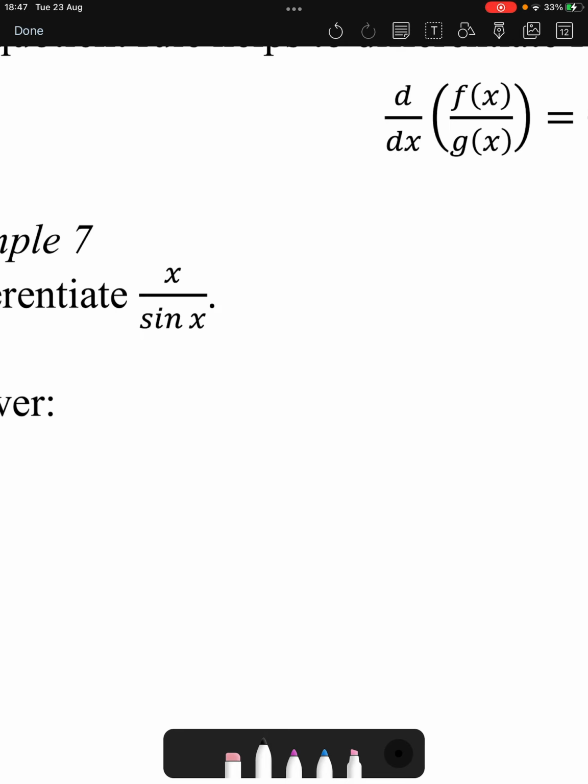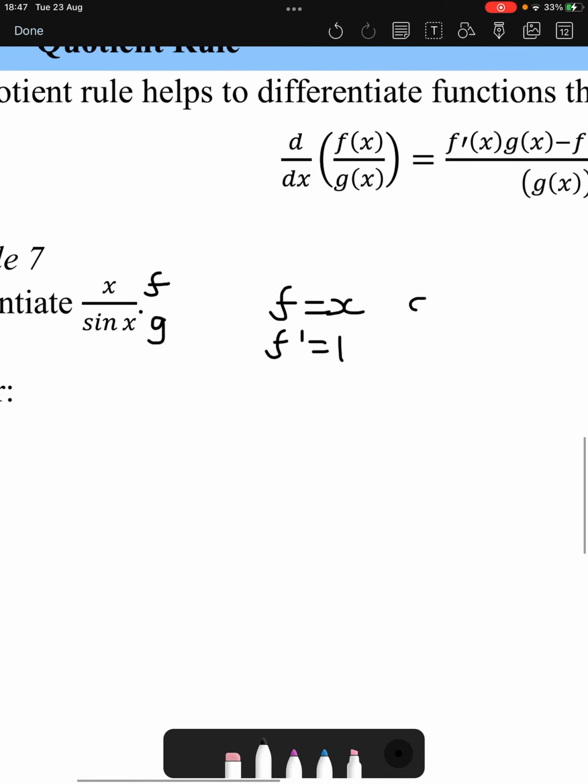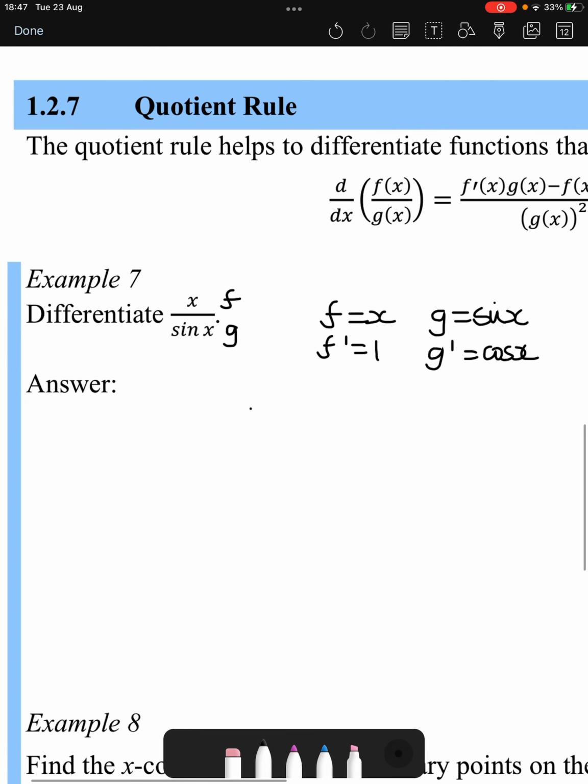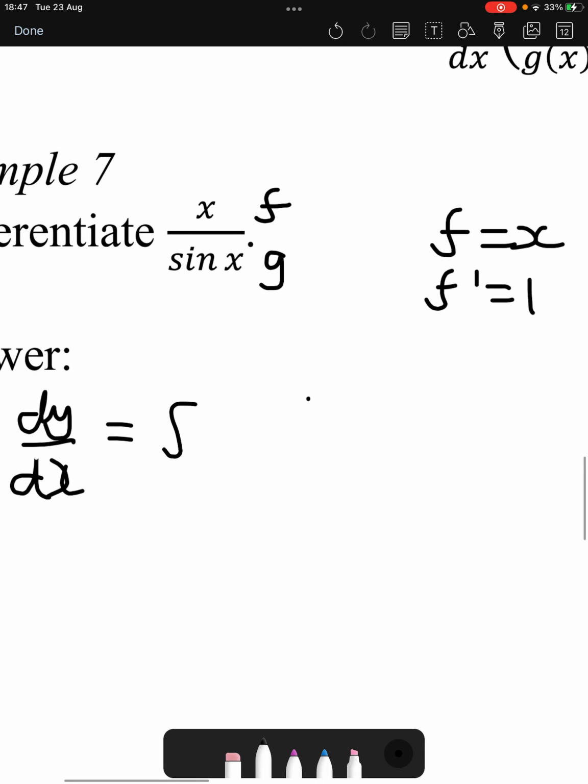So we have got f and g. You can pop them outside if you want. So f is just x. Obviously, x differentiates to 1. And then g is sine x. Nice and easy. Sine x differentiates to cos x. So we're looking for dy by dx or f dash of x. Doesn't really matter. So f dash g minus g dash f.